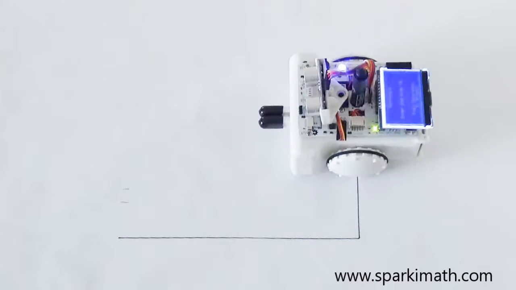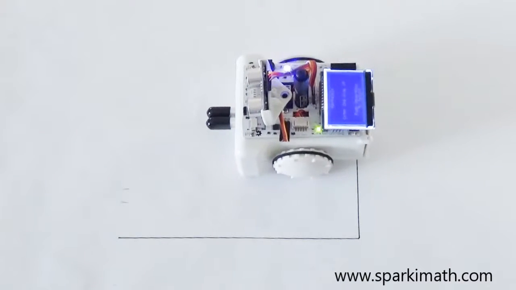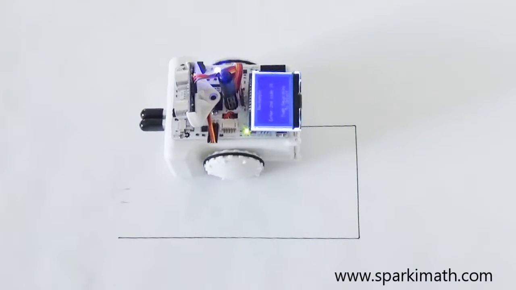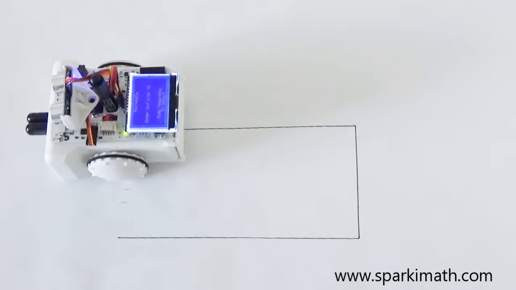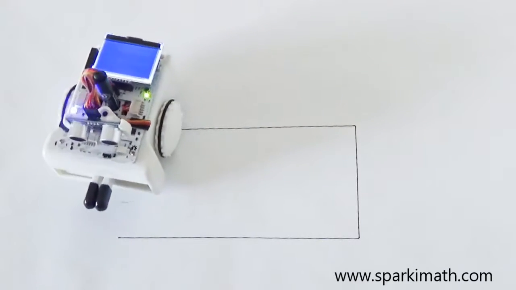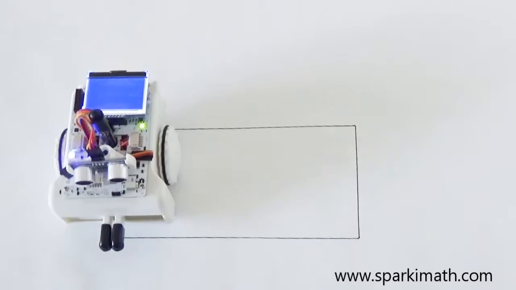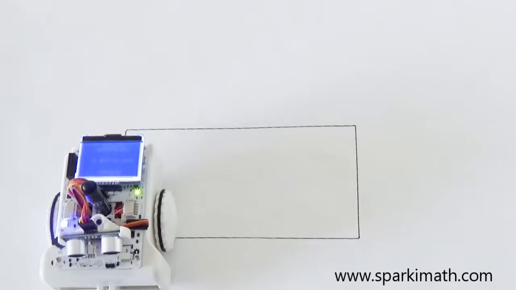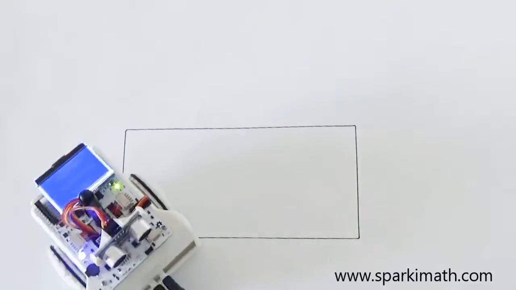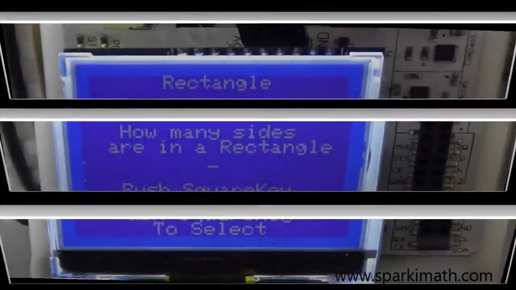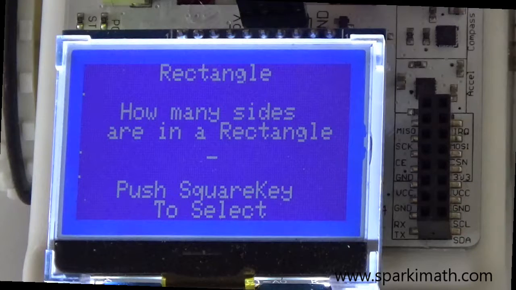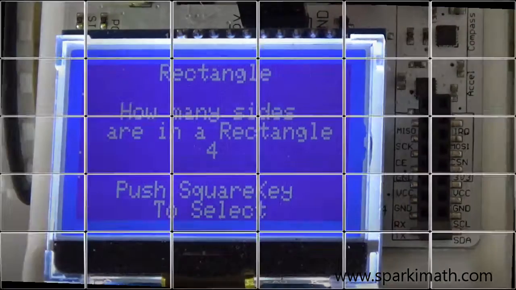Turns again and he draws another 20 centimeter side. And then finally he'll turn and draw the remaining 10 centimeter side. So now comes the questions. How many sides are in a rectangle? Well, we just saw it was 4, so let's key in 4 and push the square key.